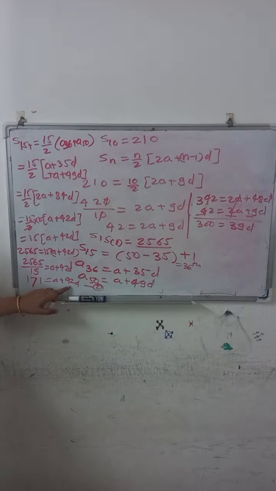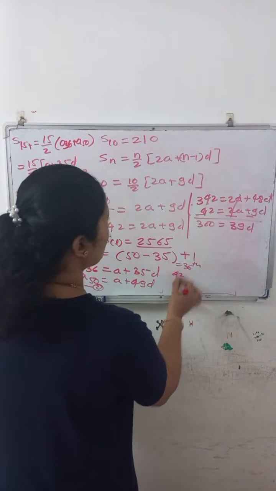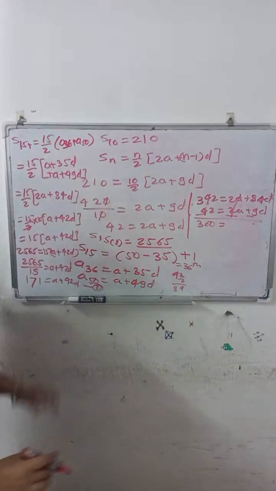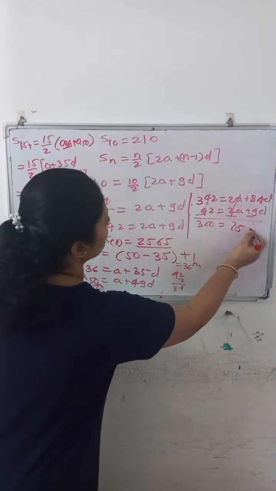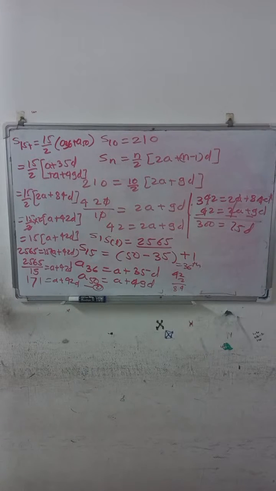This is how much? 42, no? 42 into 2 is 84. Sorry, here 84 is there. Okay, 84d minus 9d. That is 75d. Okay, now check whether this is completely divisible or not. If not, I will quit.